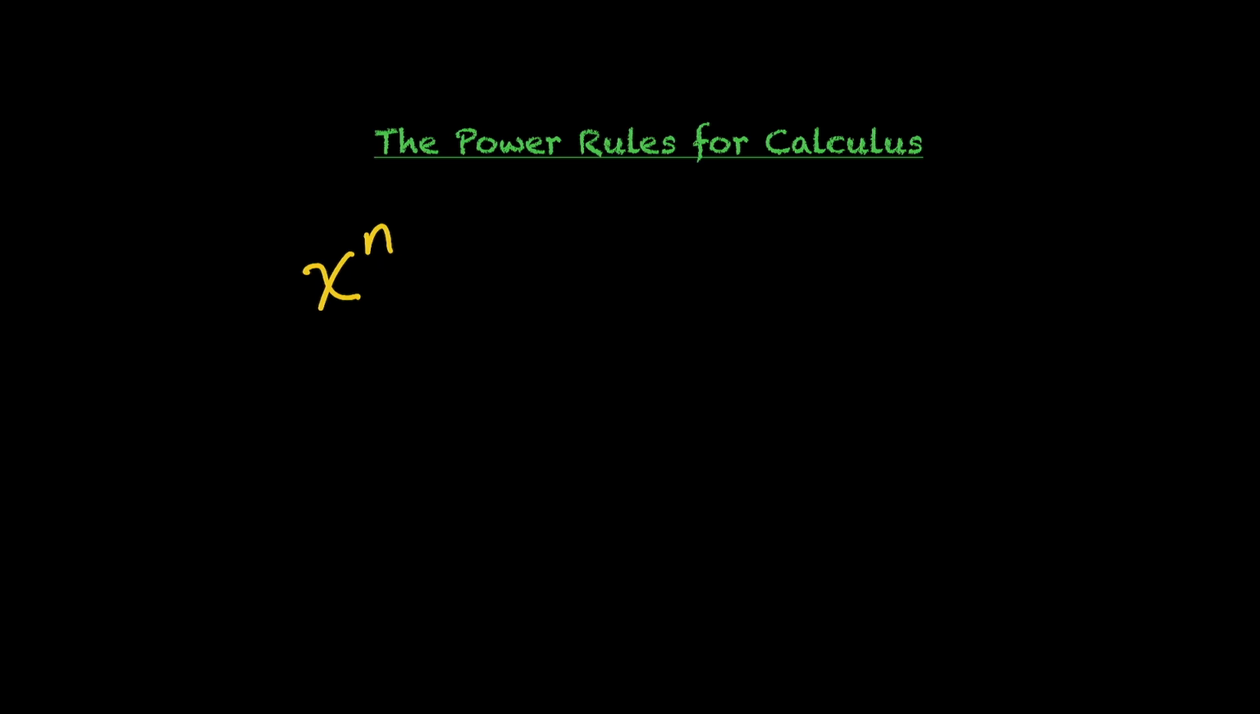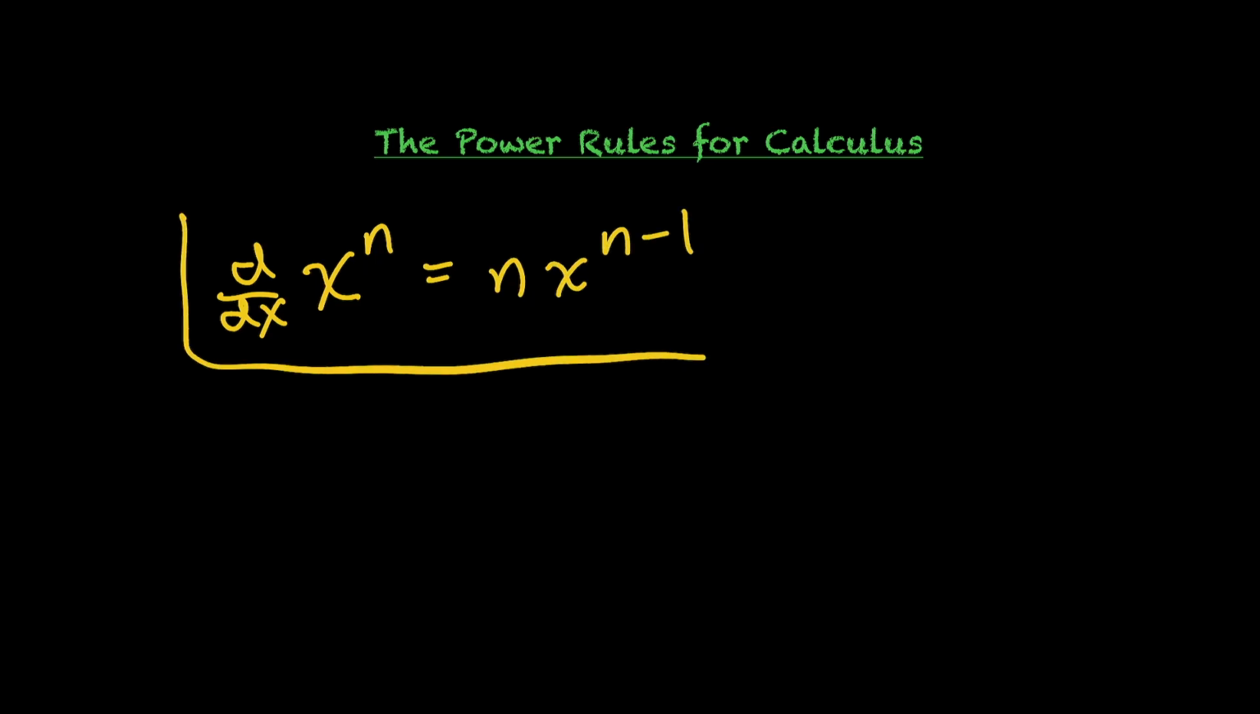All right, so let's jump right in with the derivative power rule. And this says that the derivative of x to the n is n times x to the n minus 1. All right, so there is the derivative power rule.